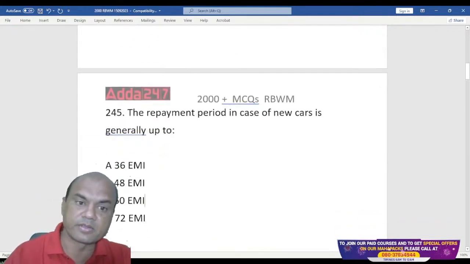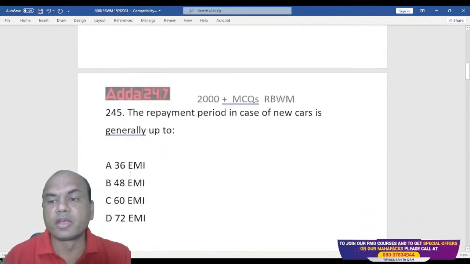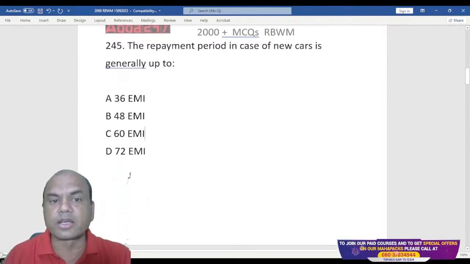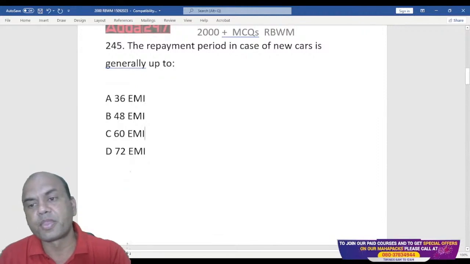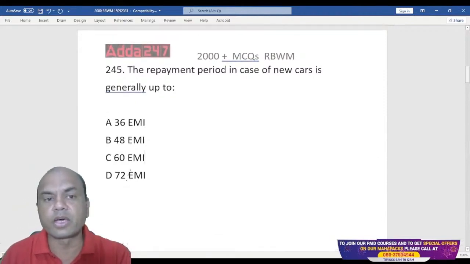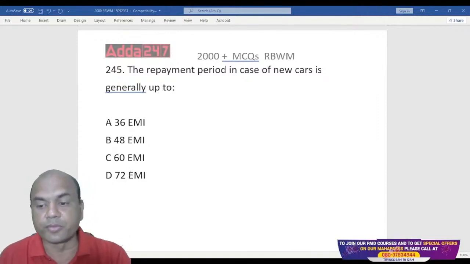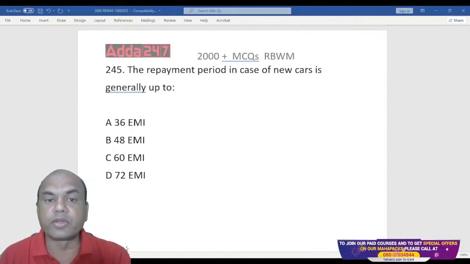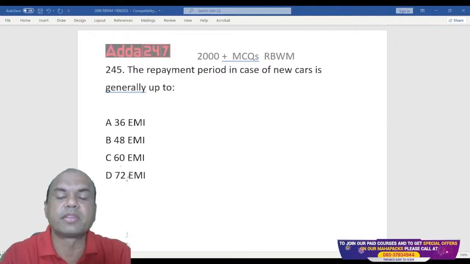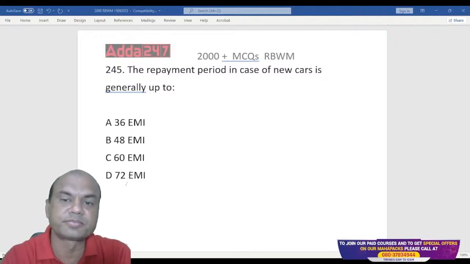Next one. The repayment period in case of new car loans is generally up to what? So this repayment period for new cars is up to what? Let me get it from you. I'll give you 1 minute to answer, everyone.